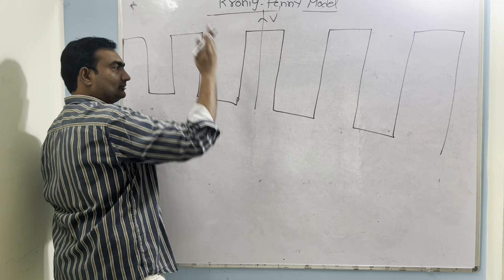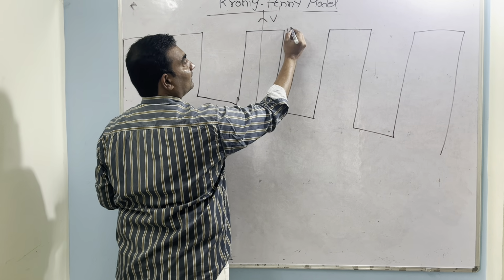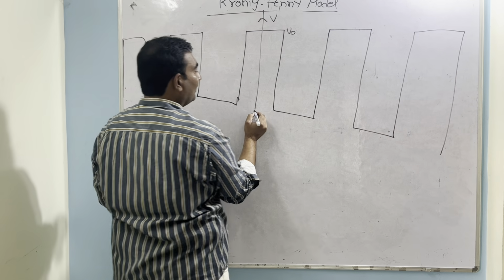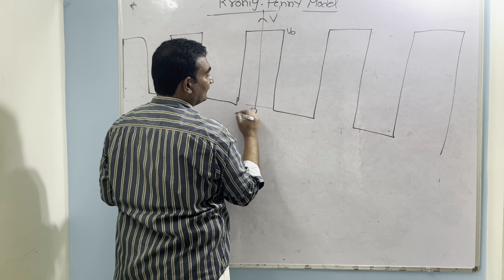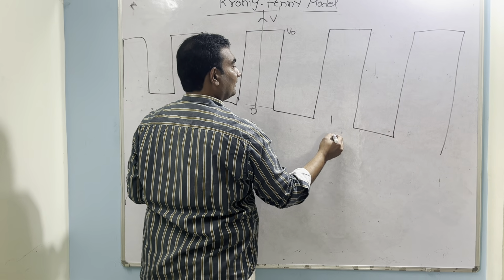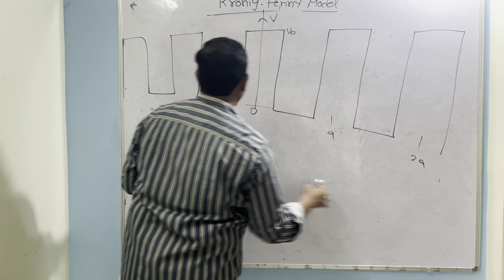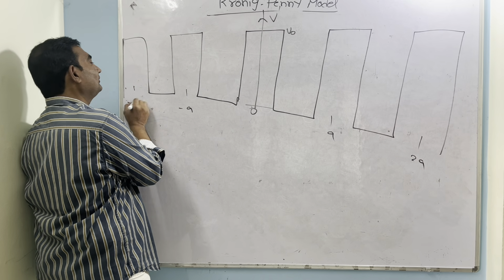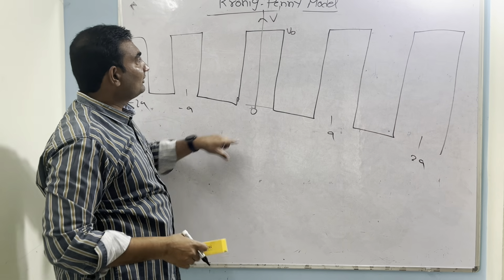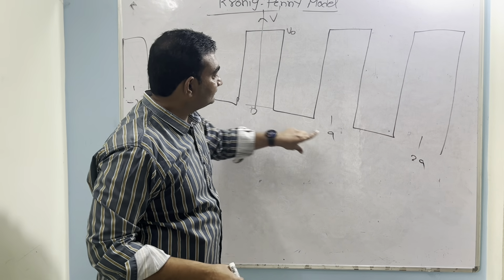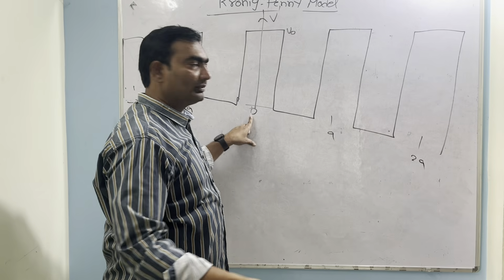So along the y-axis is the potential axis, and the height of the potential barrier is V0. Let us assume that this is the origin and this is A and this is 2A, and this is minus A and this is minus 2A.